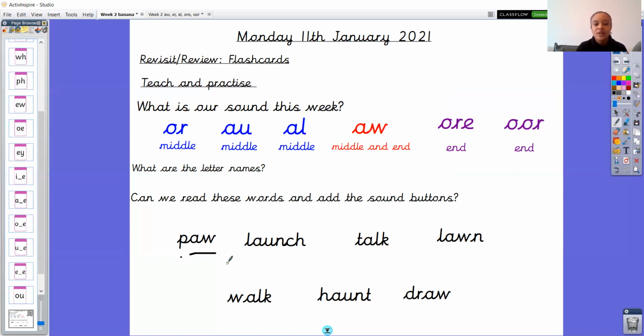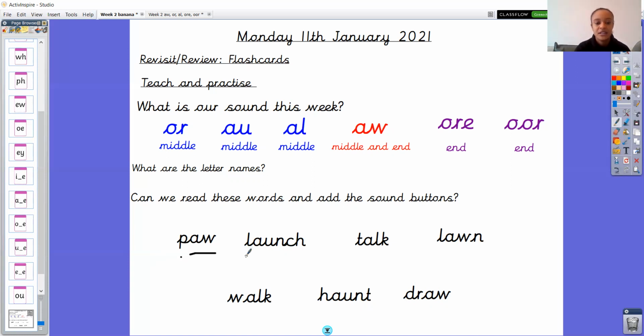So I've got paw. So I'm using AW in this one, and the word is paw, like a dog or a cat has a paw. Okay, so not like I'm pawing something, or not like paw you. This is paw as in a dog or a cat's. But okay, so let's use our robot arms to sound this one out. Nice short one, ready? 1, 2, 3. P, or, paw. Brilliant.